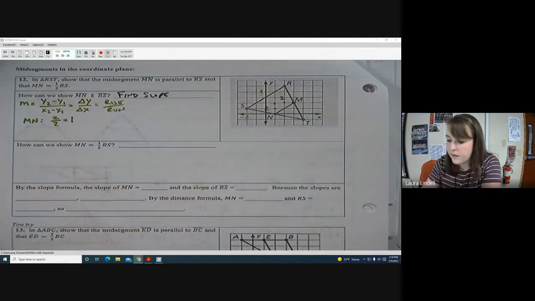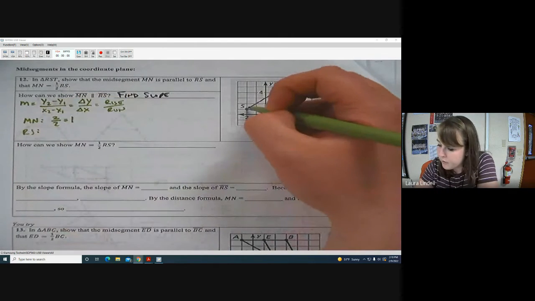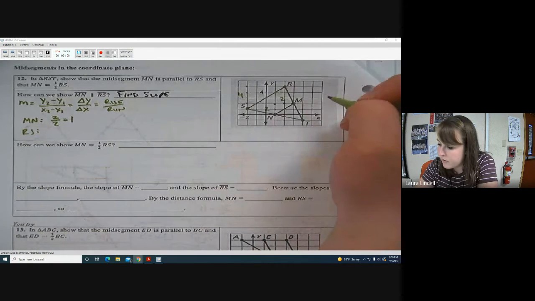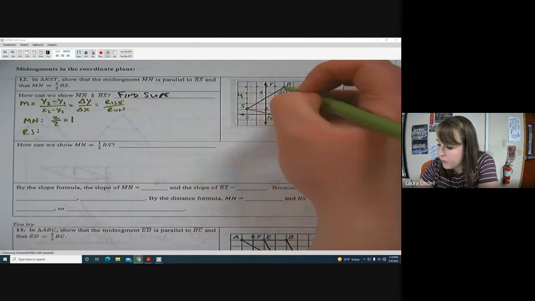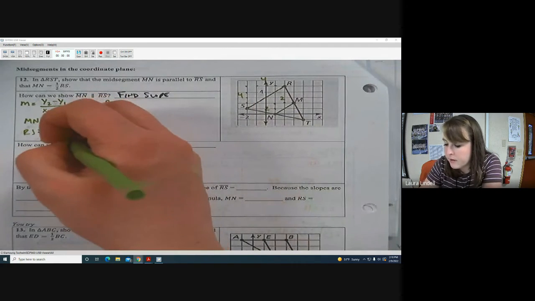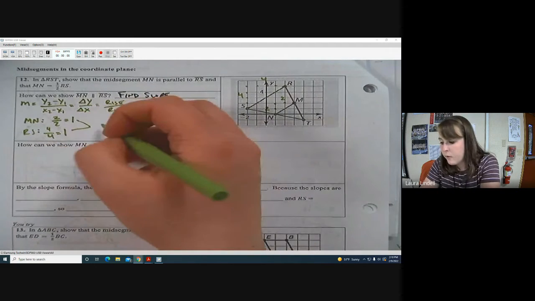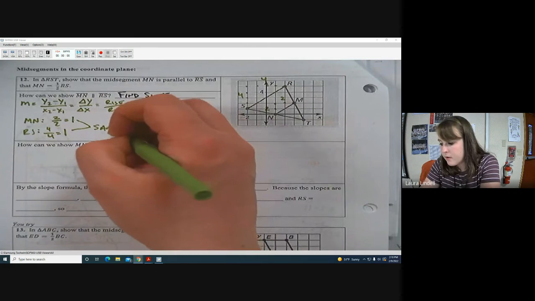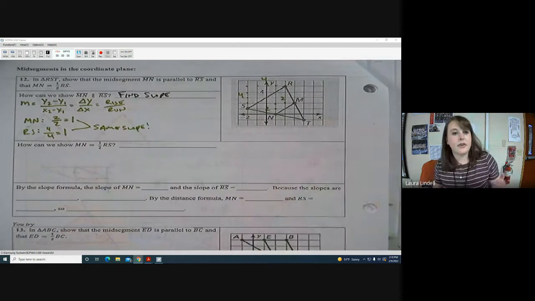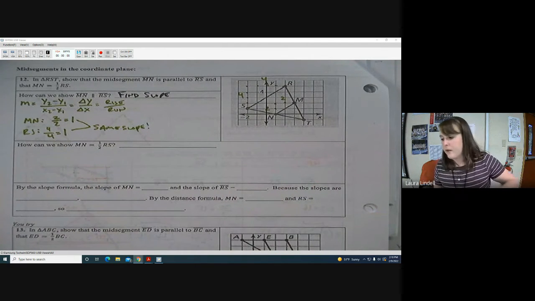Then we're going to do the same thing, but for RS. For RS, to go from here to here, we go up 1, 2, 3, 4 for our rise, and over 1, 2, 3, 4 for our run. So 4 over 4 for the rise over run, which also reduces to 1. So now we should notice that this is the same slope. Hooray. That's enough to show that those two lines are parallel to each other. So we're good to go there.